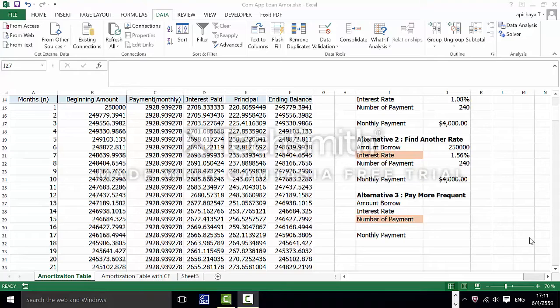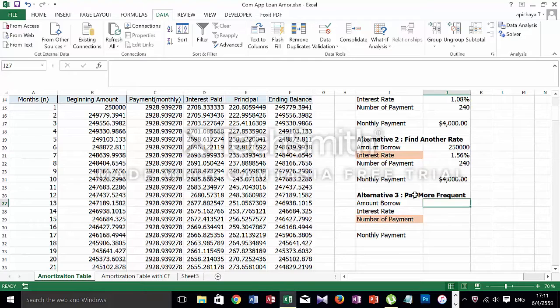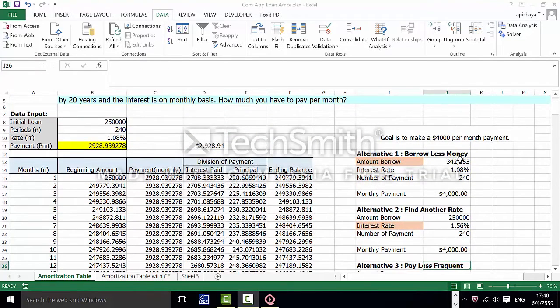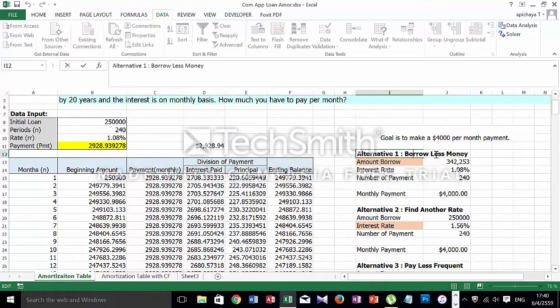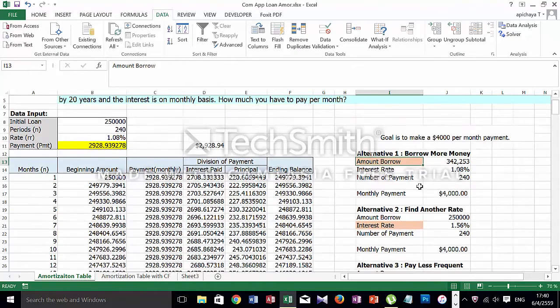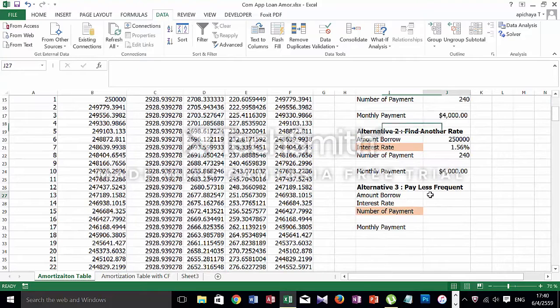Finally, by increasing a monthly payment, that means that you could pay less frequently. Oops, there is a typo here. Less, not more. This also has to be borrow more money, not less. My bad, as we want to find the maximum value. Back to pay less frequent.